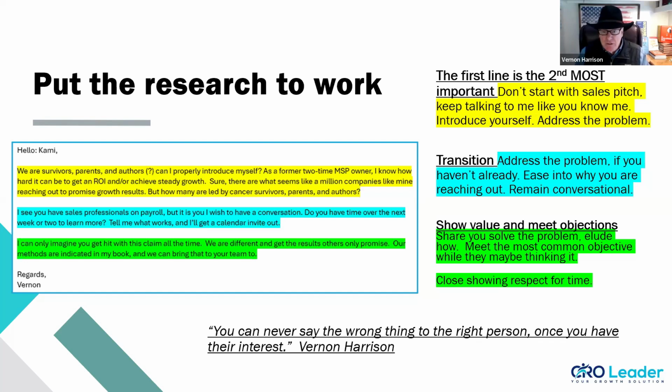Okay. And here's where I think I differentiate myself from a lot of you on getting that appointment too, by the way, is do you have time over the next week or two to learn more? Tell me what works and I'll get a calendar invite. I don't ask them to click my calendar link to find a time in my busy schedule for them for the privilege of me trying to sell them something.